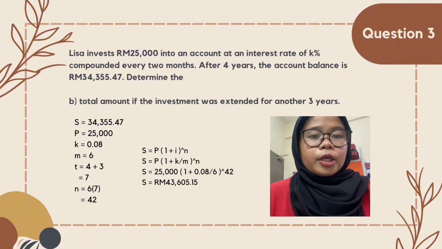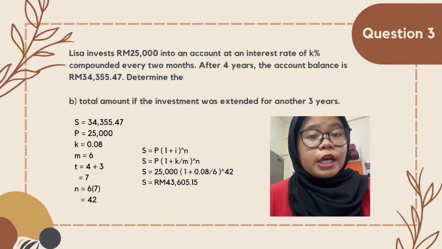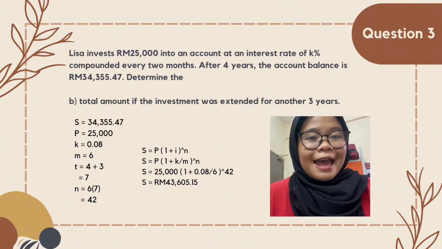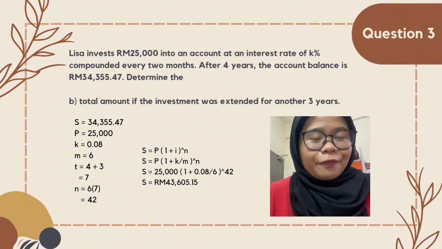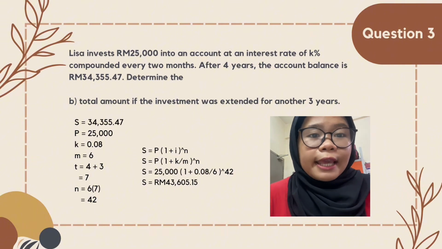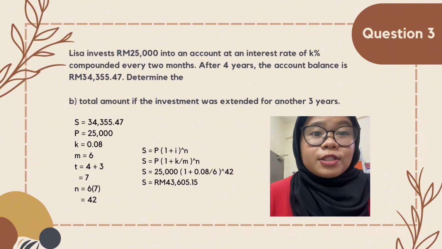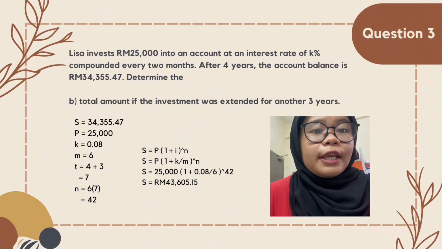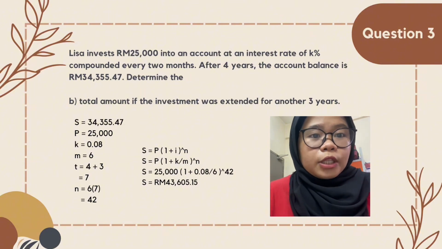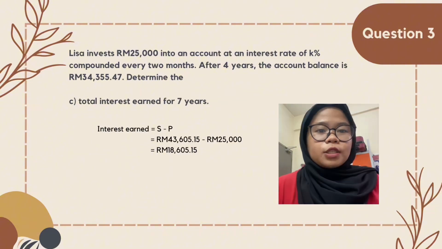Alright, so right now we're going to calculate the total amount if the investment was extended for another 3 years. So we're going to use this formula. S is the amount after 4 years, which is 34,355 ringgit 47 sen, and P is the principal, which is 25,000 ringgit. K is the interest rate, which is 8%, so the rate as a decimal is 0.08. M is the number of compounding periods in a year, which is 6. T is years, and right now we're going to add 3 years. So we replace all of the numbers into the formula, and the answer is 43,605 ringgit 15 sen.